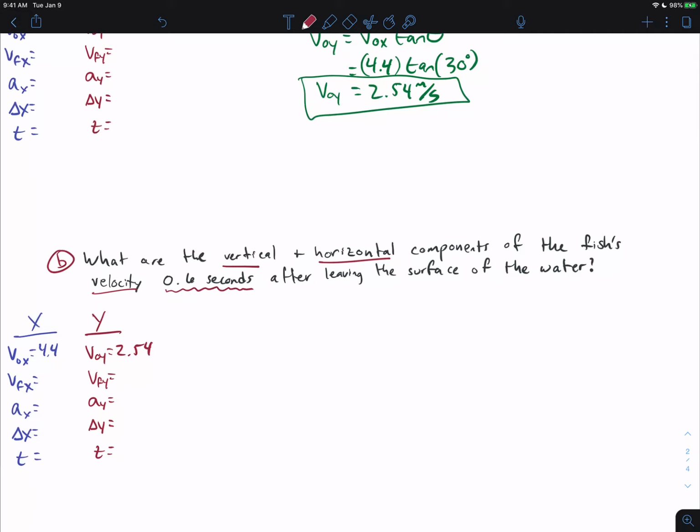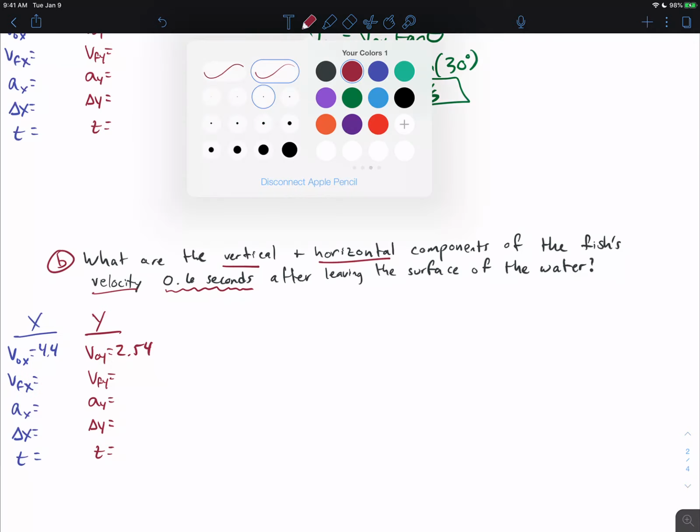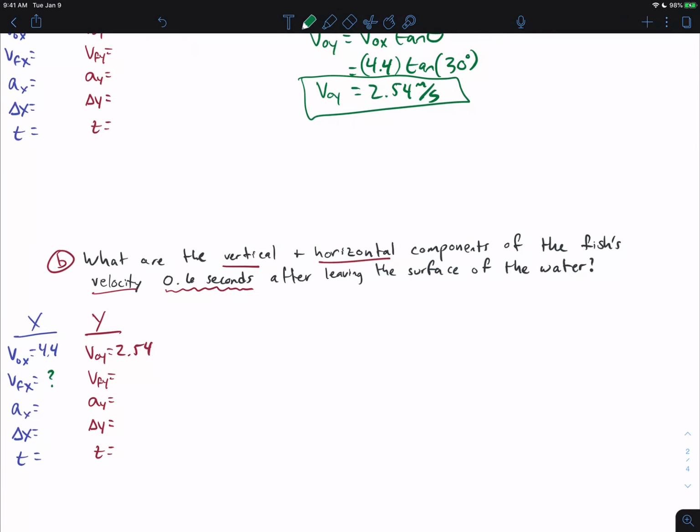Okay, so now this is where our kinematics comes in. This is what we didn't have in our previous practice problem. So here we have our initial conditions, okay? And I want to know 0.6 seconds later, what are the new components? What is the new Vx and the new Vy? That's essentially what is here. What is my Vfx and my Vfy? What are these values?